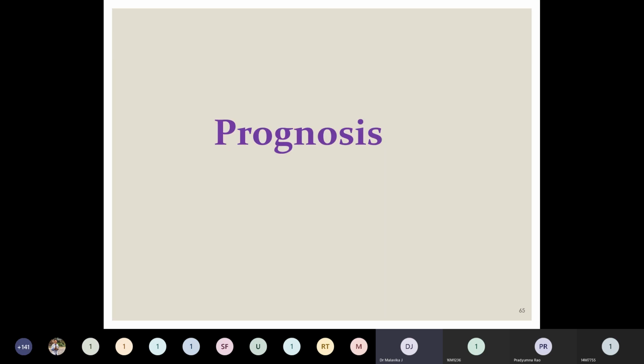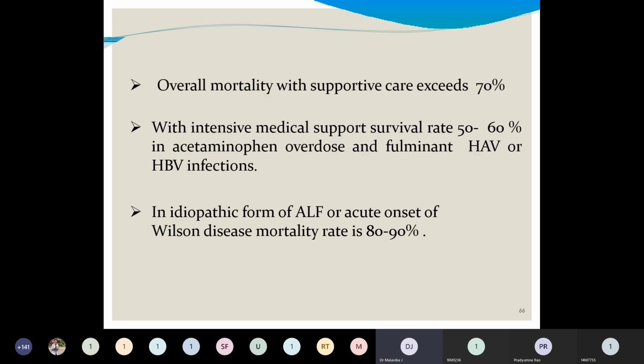So what is the prognosis? Overall mortality with supportive care exceeds 70%. With intensive medical support, survival rate is 50 to 60% in acetaminophen overdose and fulminant hepatitis A virus or hepatitis B viral infections. In the idiopathic form of acute liver failure or acute onset of Wilson's disease, mortality rate is about 80 to 90%.